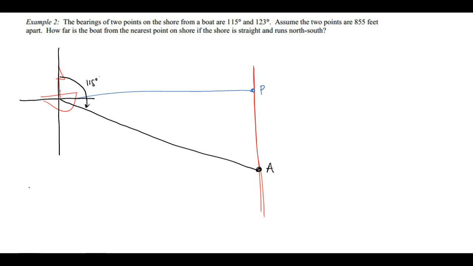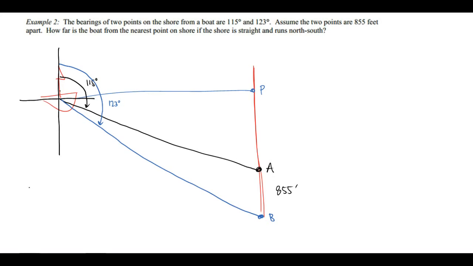We also have another bearing of 123 degrees. So that's going to shoot out like this, and we'll call that point B. So that blue line is 123 degrees. And the last piece of information they gave us was that there's 855 feet between A and B. And so our question is, how far are we from the shore?